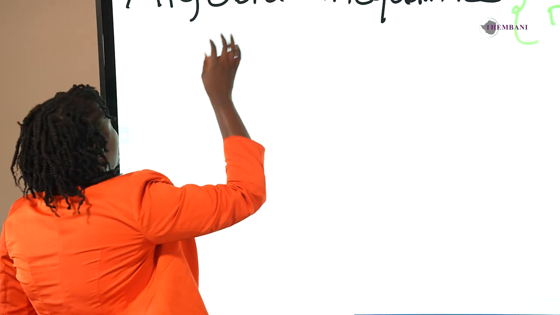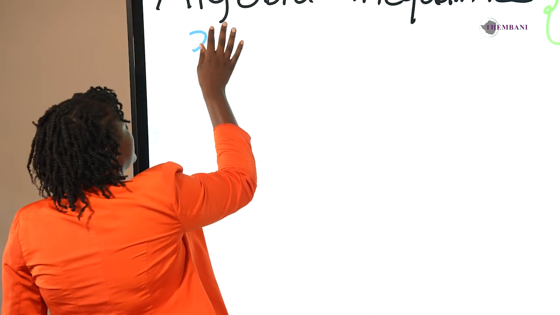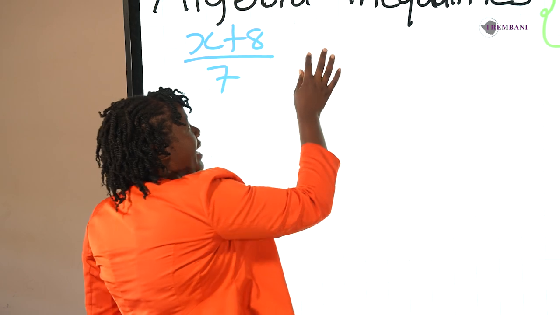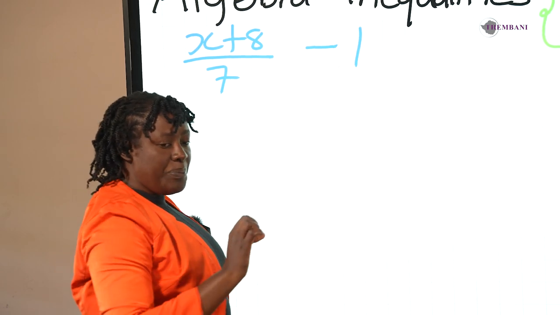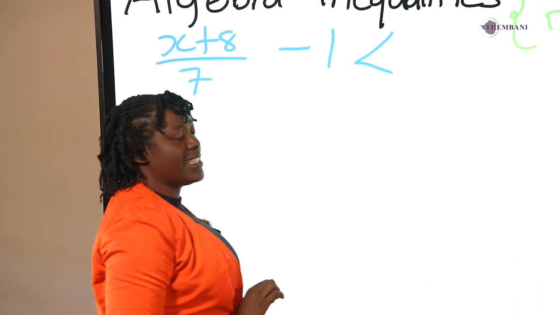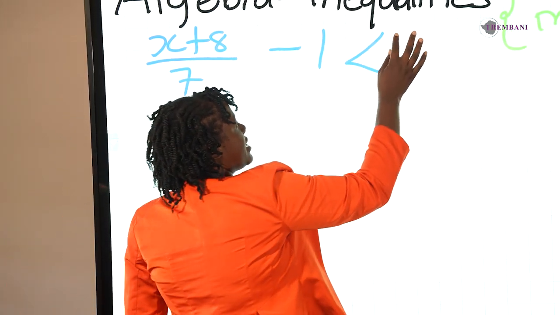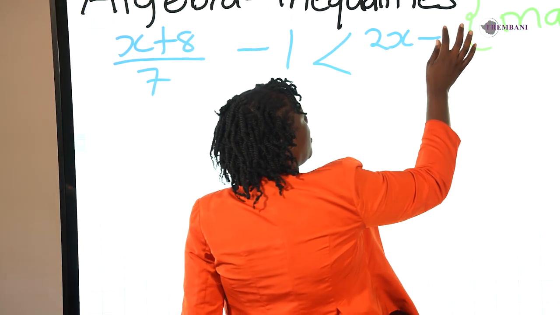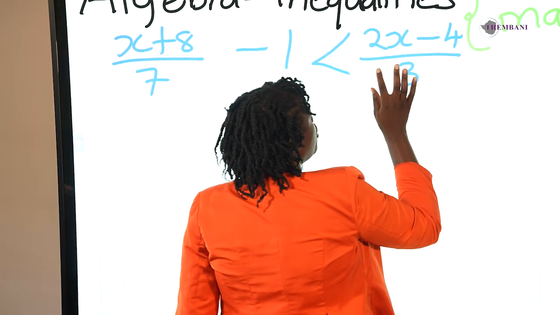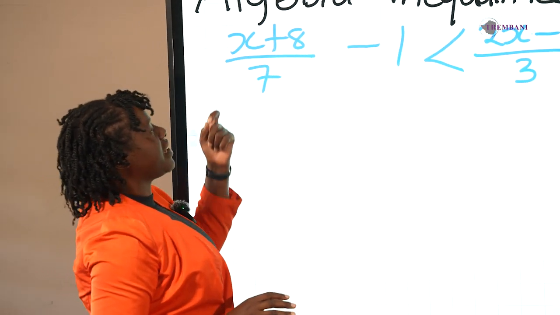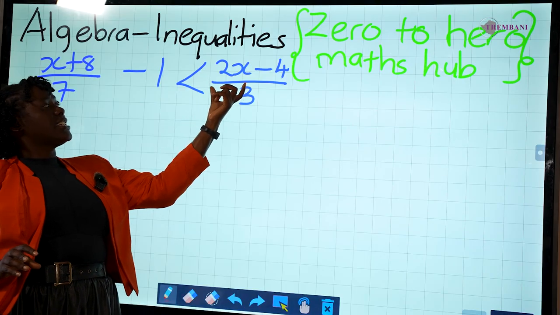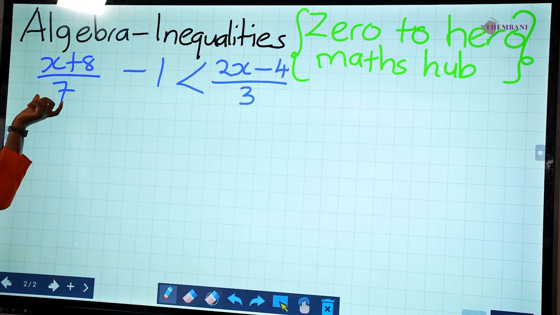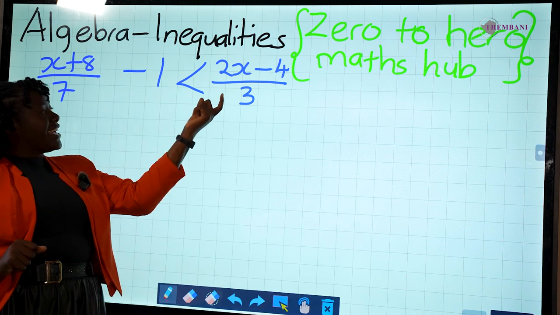So, our next question has x plus 8 over 7 minus 1. And then we put our inequality sign here like this. I hope you remember what this inequality sign means. Then we have 2x minus 4 all over 3. Notice my division line is dividing everything which is on the numerator. At the same time, this side is also dividing everything which is on the numerator. So, I have my denominator here as 7 and I have my denominator here as 3.